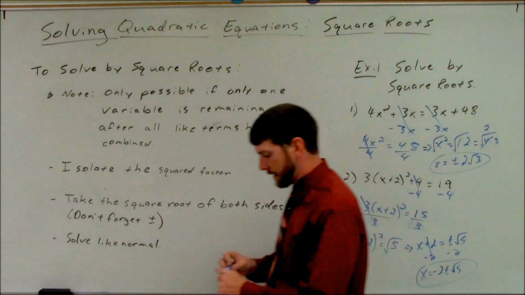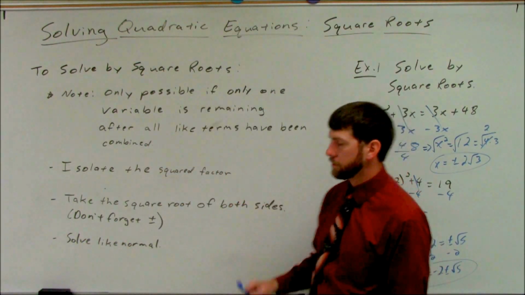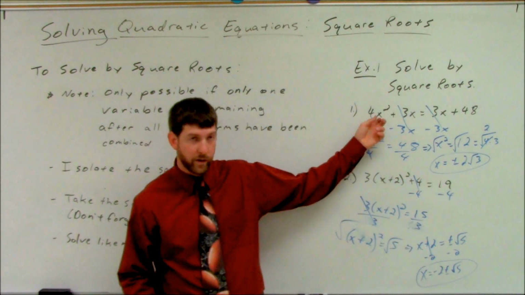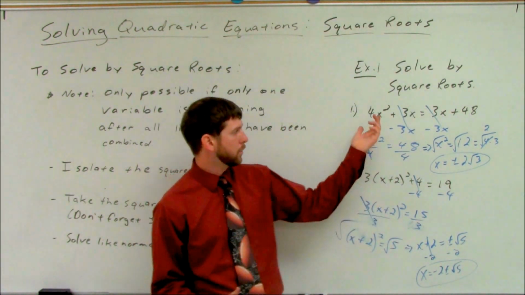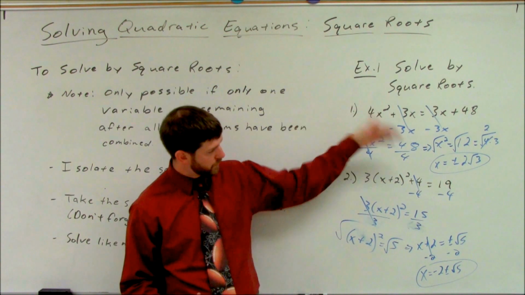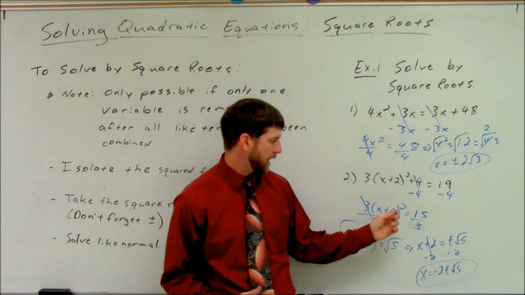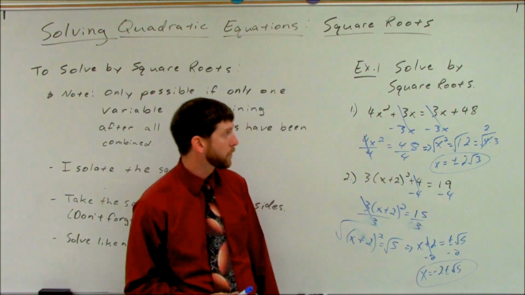So this isolating of the squared factor can take on many forms. It can actually be a variable squared, or it can be an expression squared. But the same idea holds. When I try to get rid of that square, I take the square root of both sides, and I remember to put plus or minus on that other side.